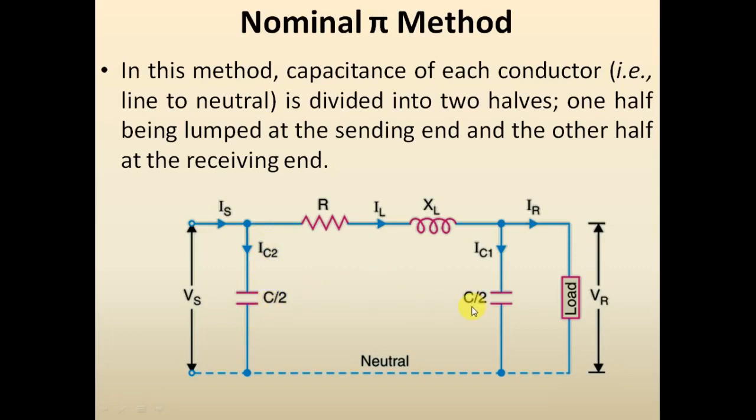As we very well know that this capacitor is connected in parallel with the load, therefore the voltage which will be appearing across this capacitor will be the receiving end voltage. As this capacitor is connected in parallel with the input, the voltage which will be appearing across this capacitor will be the sending end voltage. So in order to draw the vector IC1, we have to draw a line perpendicular to that of vector Vr.